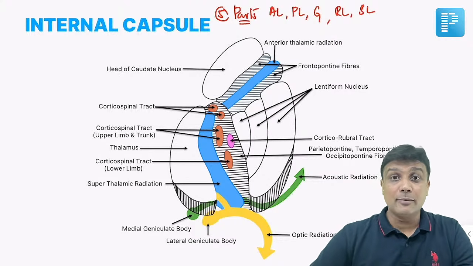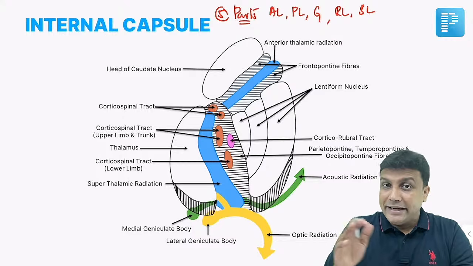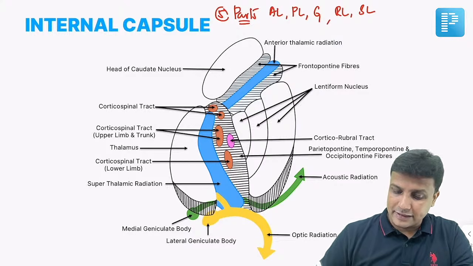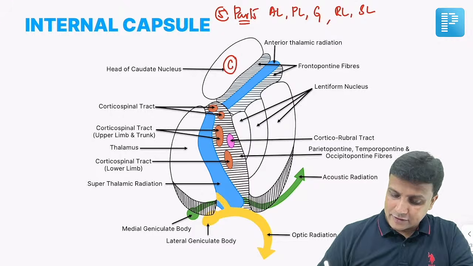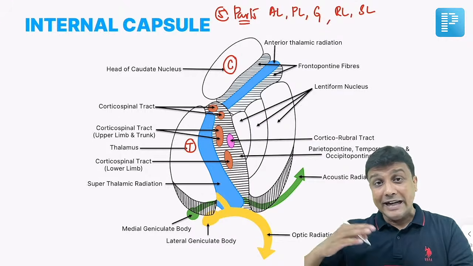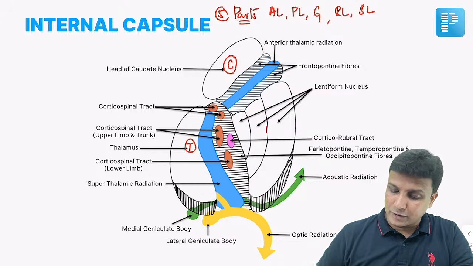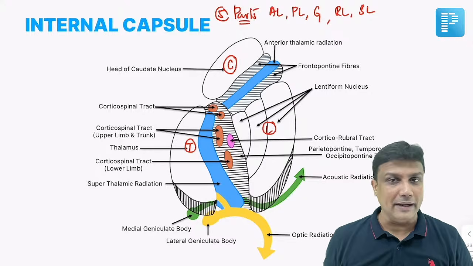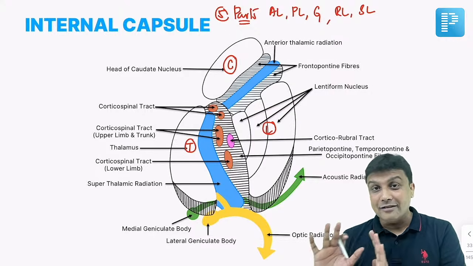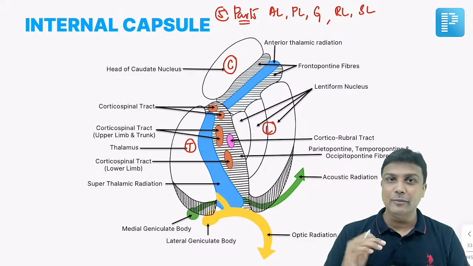Second point to remember here is about the relations. On the medial side, you will be able to see the head of the caudate nucleus here, and the thalamus over here, sir. And then on the lateral side, you'll be able to see the lentiform nucleus. And we know lentiform nucleus is made up of the putamen and the globus pallidus. Fine. So on the lateral side, there is lentiform nucleus, and on the medial side, we'll be having caudate nucleus and thalamus.